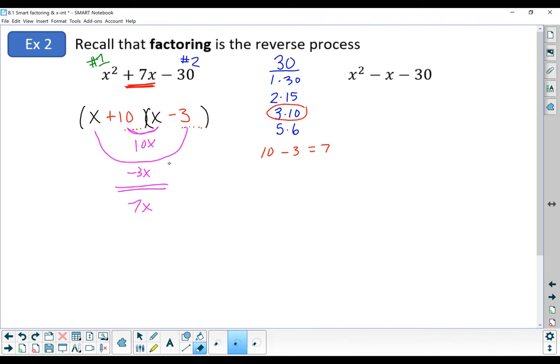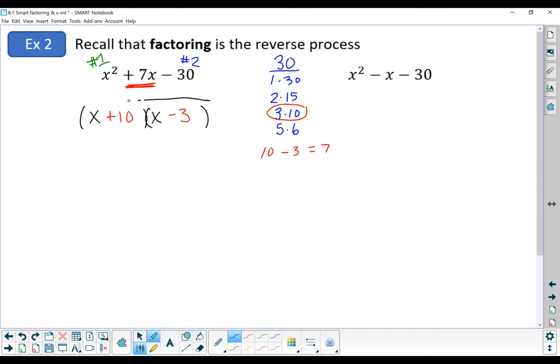Now you don't need to write out all of this that I just wrote. I'm just trying to show what your mind would be thinking about to check your work or to arrive at the answer. But our answer is just those two factors that we have written out. And once we have them factored into those two binomials, we are done. So our two factors are x plus 10 and x minus 3.